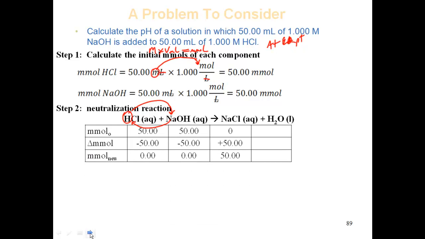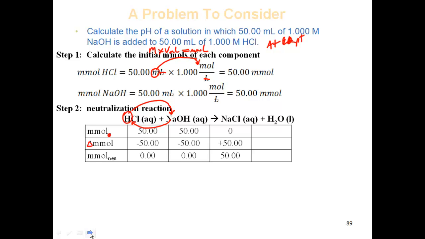Okay, so we're going to write our initial millimoles, which we know is 50 for HCl and 50 for sodium hydroxide. How much do I have initially of sodium chloride? Well, that's nowhere in the problem. That's going to be formed as a product from this reaction, so I have 0. Now I need to do a change in millimoles. Okay, how much is it changing?